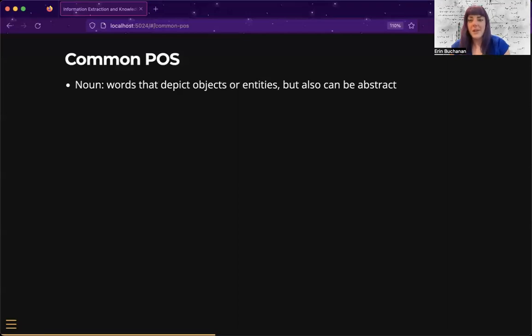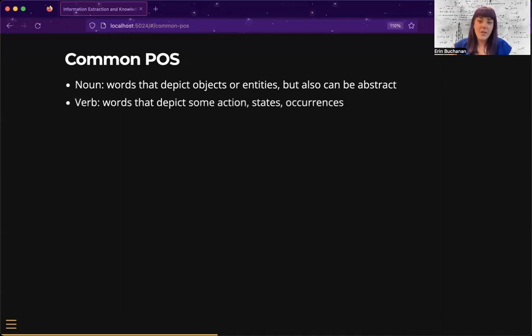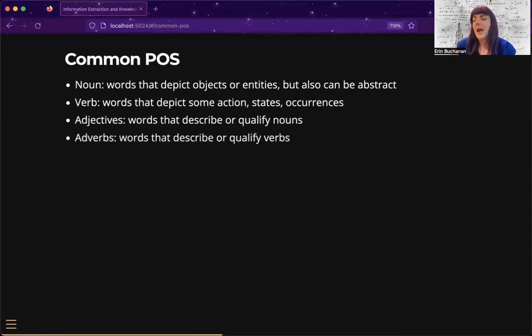Excuse me, it's like the mid-afternoon yawns, right? So nouns are words that depict objects or entities, but they can also be very abstract, like truth is a noun. Okay. Verbs are the actors in the sentence, right? So they depict some sort of action, some sort of state, I'm sleepy, an occurrence of something that happens. Okay. Adjectives are words that modify nouns. So green is usually an adjective. Adverbs, however, are words that modify or qualify verbs.